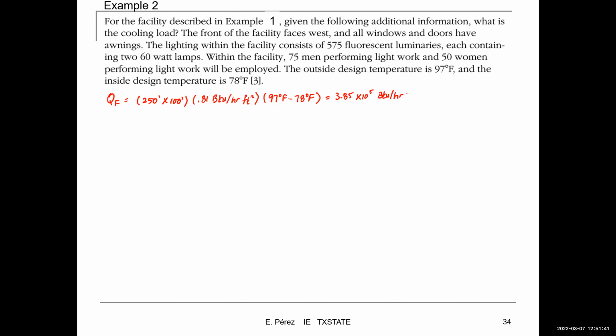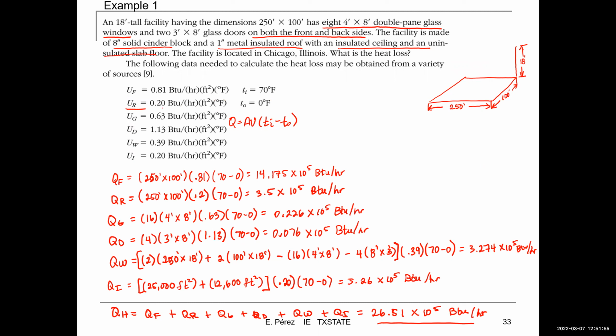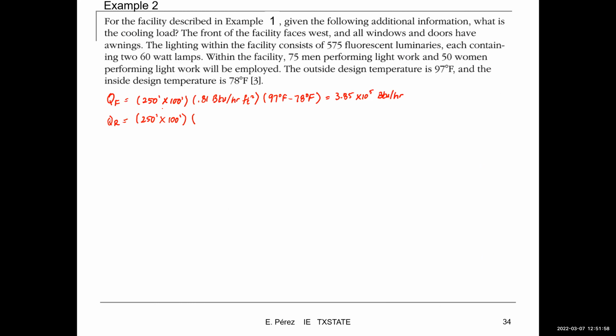For the roof, we have the same area, 250 times 100. The U value for the roof is 0.20. And the temperature difference is the same. So this is going to be equal to 0.95 times 10 to the 5 BTUs an hour.